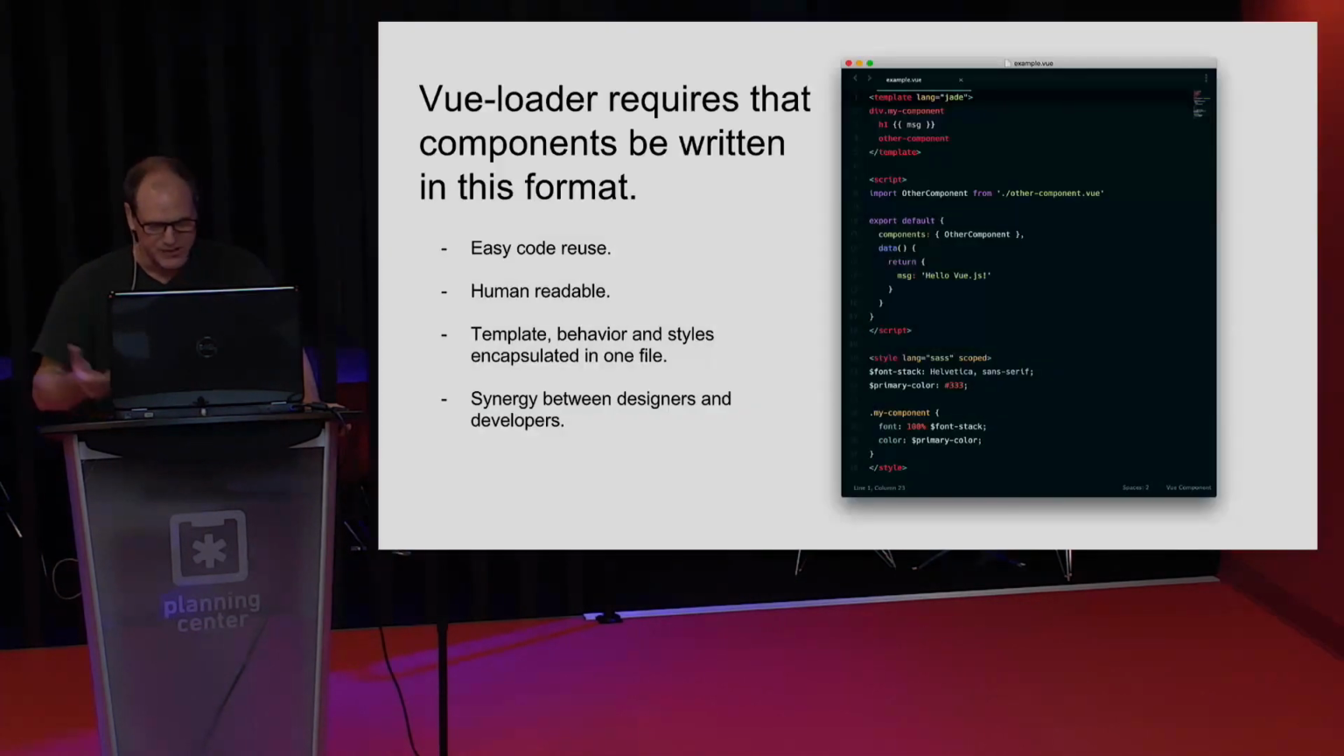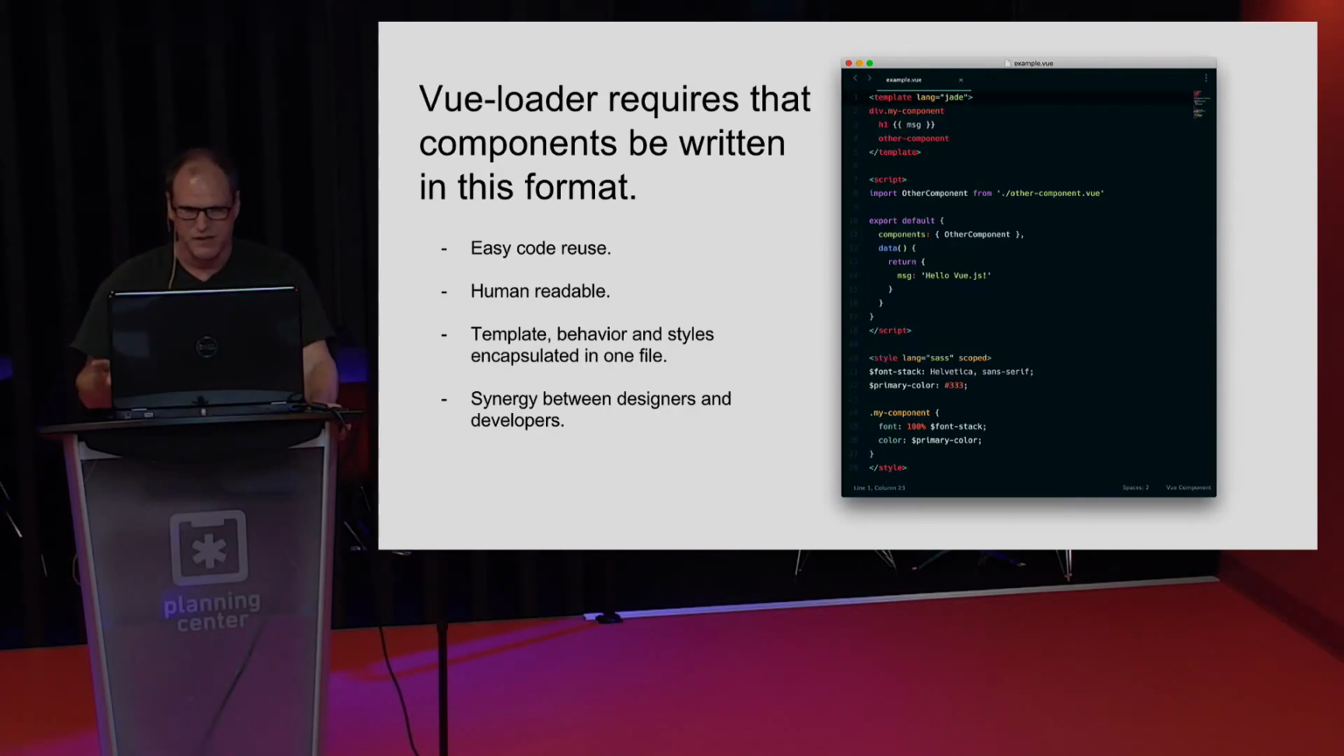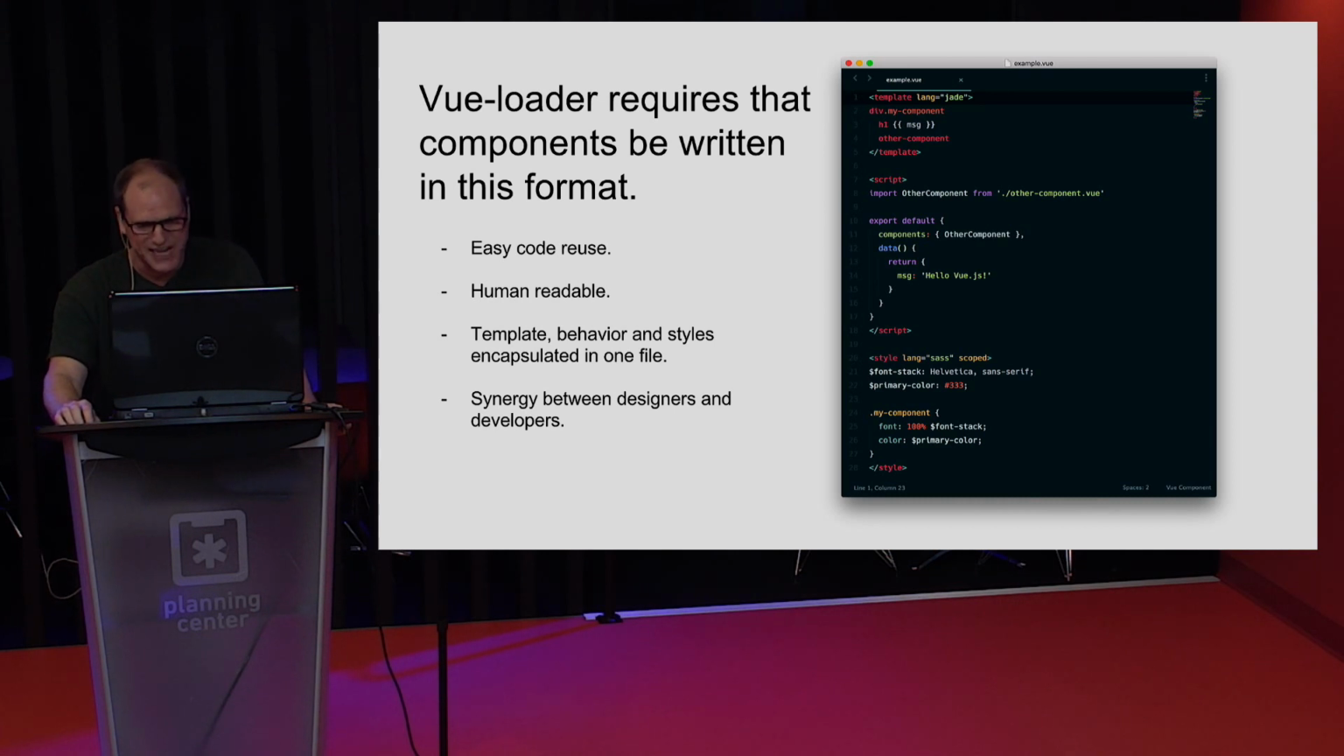So this is what a Vue component looks like when you're using Vue Loader. You got your template tag up at the top, and that's just your DOM node. You see the curly braces right there. That's how you bind your data to the model. And below that, you have your script tag. Your data model is inside that script tag. And then at the bottom, you've got your style tags. In this case, the language is specified as Sass, and it's scoped.